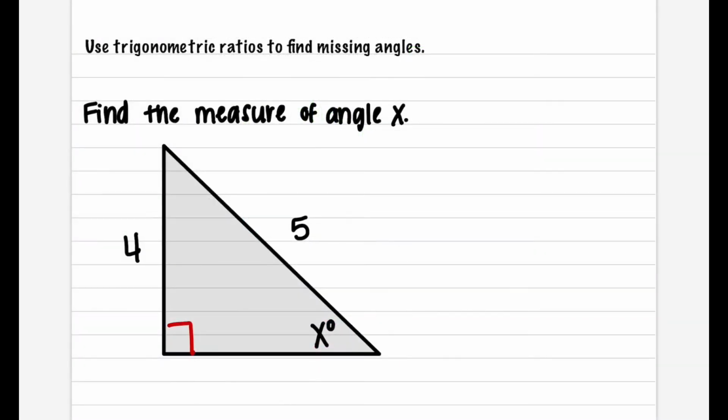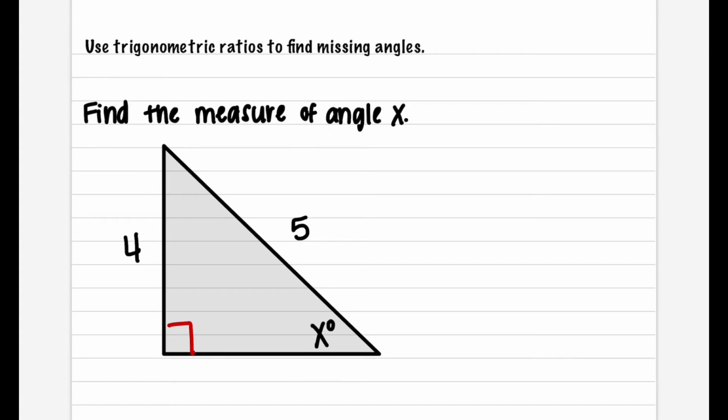Okay, let's actually put this into practice. If you are using inverse trig ratios, it's not always the case that you're given all 3 sides. Sometimes you're only given 2 sides, but that's all you need. As long as you have 2 sides of your triangle, you can find any of the angles within that triangle. So let's say we want to find the measure of angle x in the triangle that's given here.